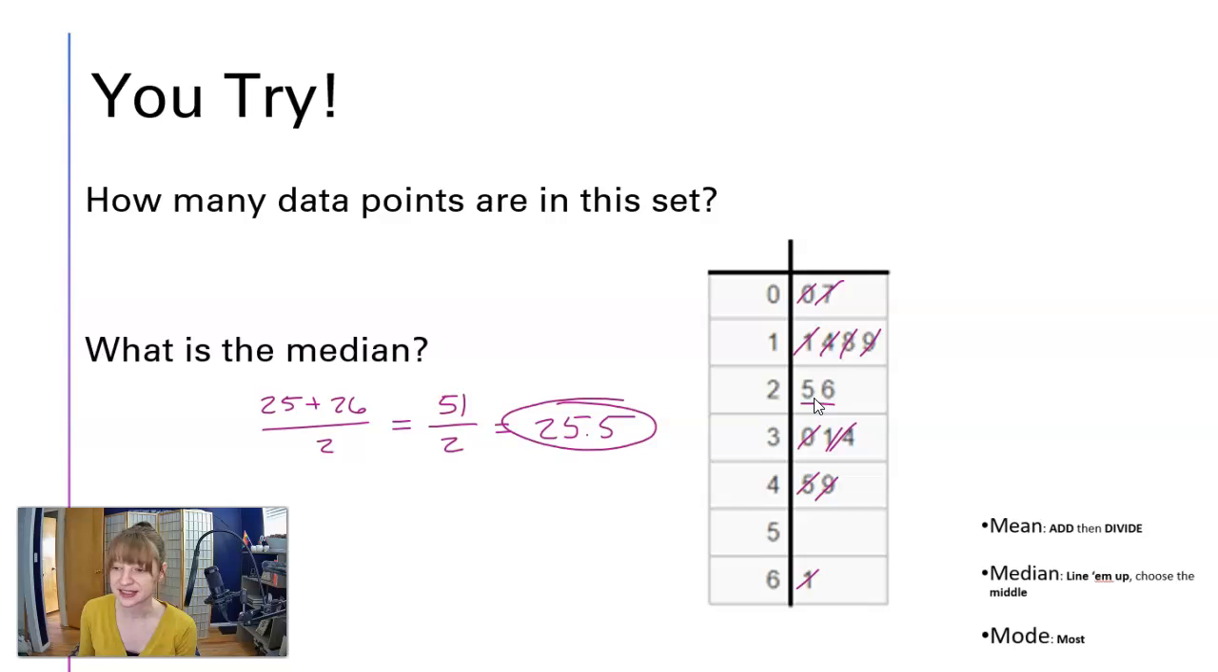Another way you can think of this is what number is right in the middle of 25 and 26? Well, that's 25 and a half. It also asks how many data points are in this set. We just count those. 1, 2, 3, 4, 5, 6, 7, 8, 9, 10, 11, 12, 13, 14. 14 data points. And that is consistent with what we saw, right? We saw that there was an even number, so we got 2 numbers in the middle. So we expected there to be an even number of data points.